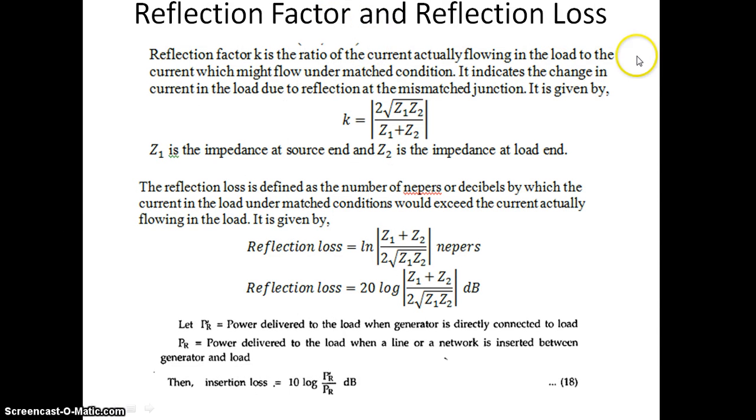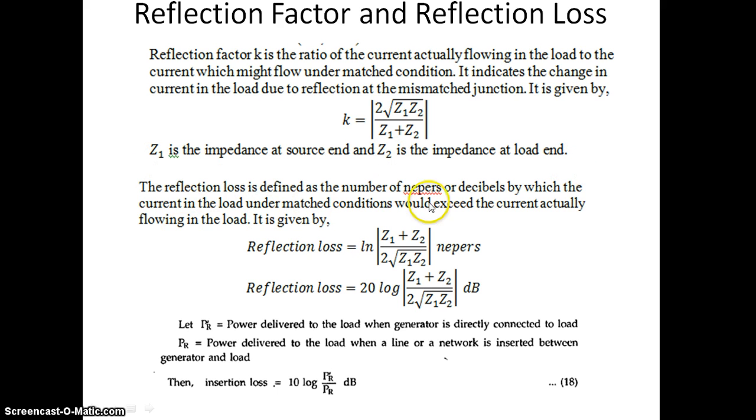Considering the reflection factor and reflection loss, the reflection factor is the ratio of the current actually flowing in the load under unmatched condition to the current which would flow under matched condition. That is the reflection factor, denoted by small k. It is given by the magnitude of 2 root Z1 Z2 by (Z1 plus Z2), where Z1 is the impedance at the source end and Z2 is the impedance at the load end.